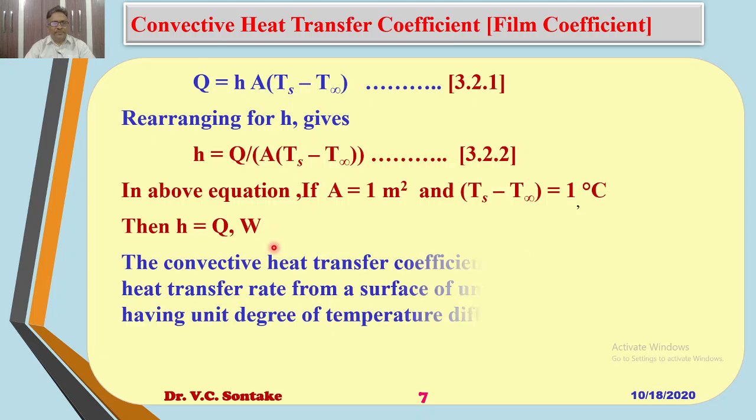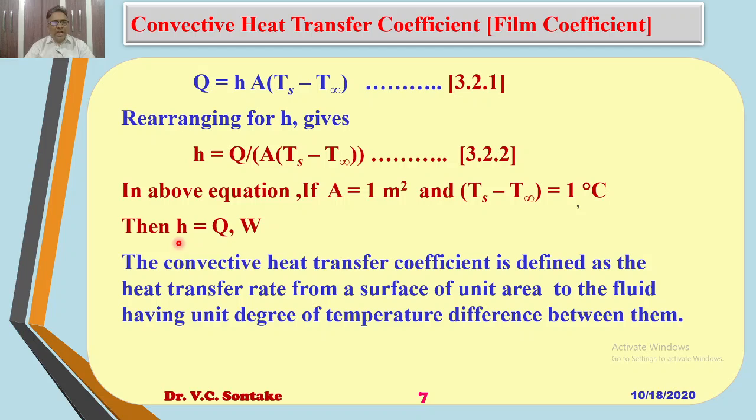Now what does it mean? From here I can define the convective heat transfer coefficient h. So the convective heat transfer coefficient is defined as the heat transfer rate from a surface of unit area to the fluid having unit degree of temperature difference between them. That is called the convective heat transfer coefficient. Its unit is watt per meter square Kelvin or watt per meter square degree Celsius, as discussed earlier.